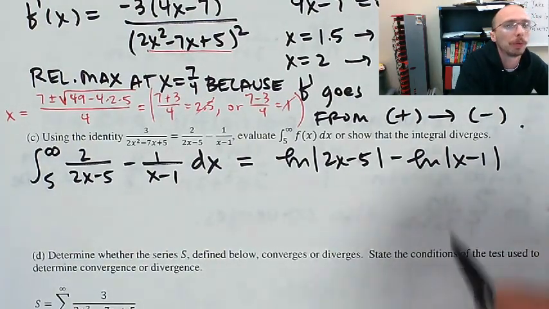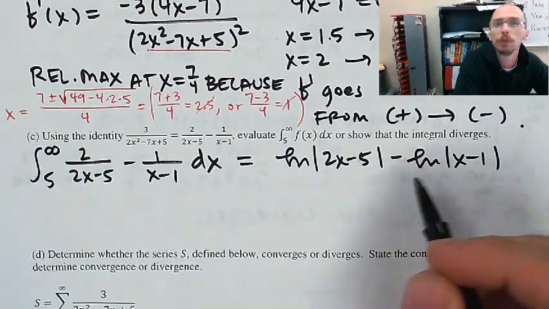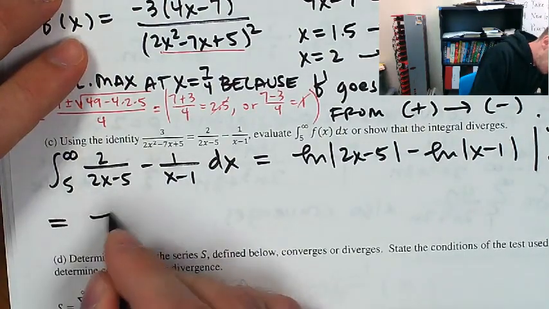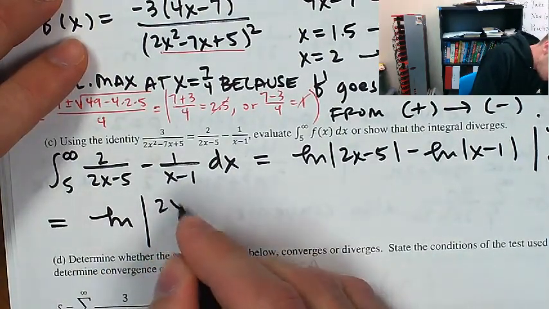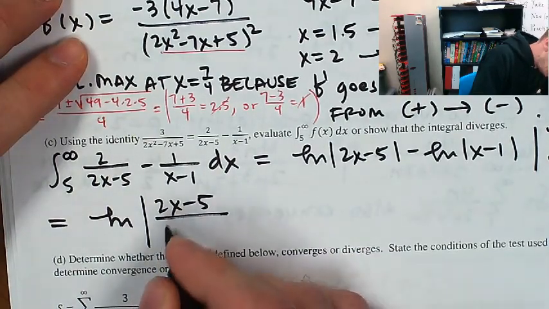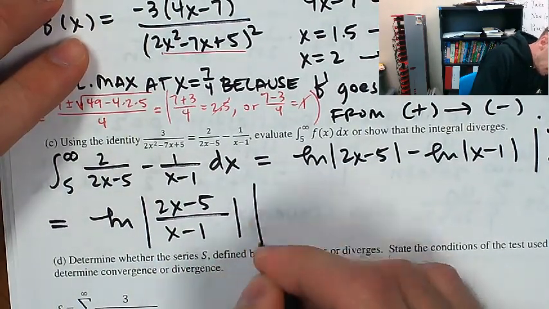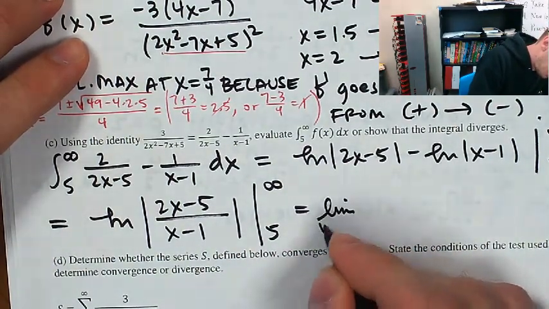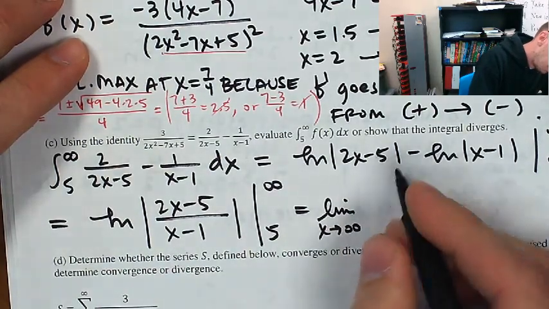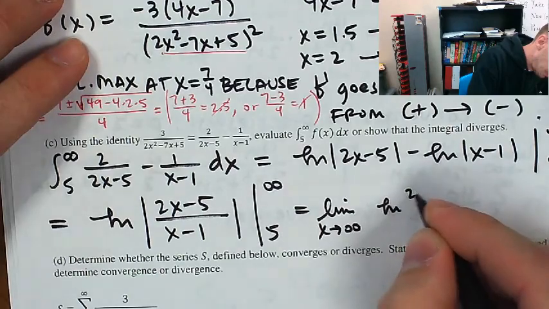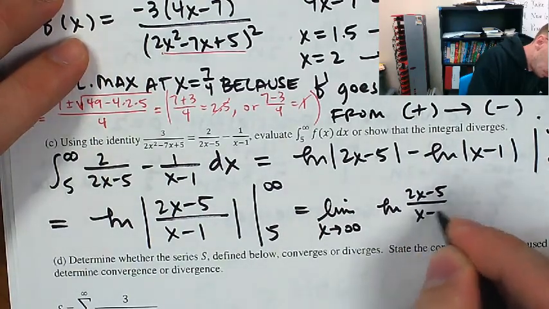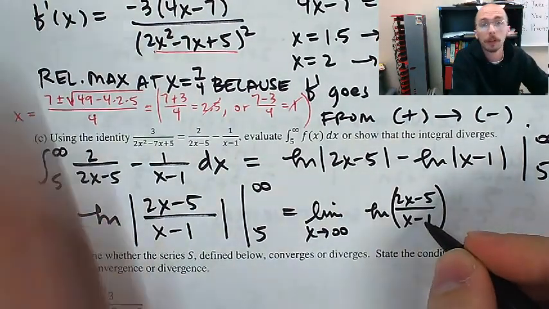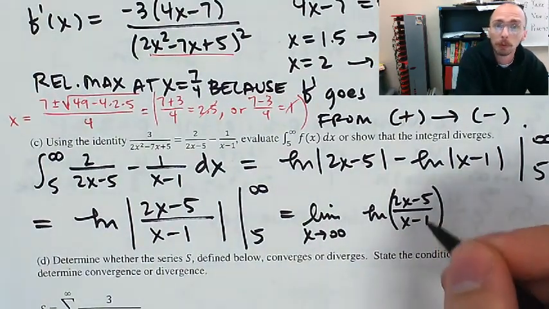But actually, this is one of the rare cases where you're better off using that log property. So from 5 to infinity, I could also say that this is equal to the natural log of 2x minus 5 divided by x minus 1 as x runs from 5 to infinity. So this is the limit as x approaches infinity of the log of 2x minus 5 over x minus 1, which is going to be the log of 2, right? As x goes to infinity, that fraction, I don't have to worry about the absolute value because when x is going to infinity, it's definitely positive, and both of these things are positive.